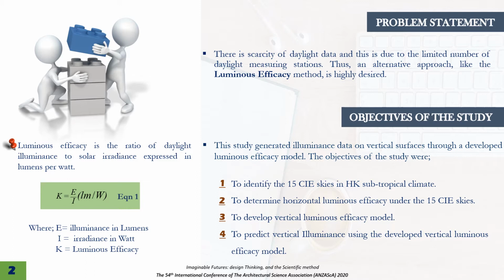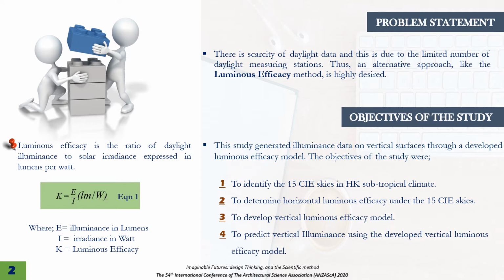As a definition, luminous efficacy is the ratio of daylight illuminance to solar irradiance, expressed in lumen per watt. Equation 1 represents this model, where E is the illuminance in lumens, I is the irradiance in watts, and K is the luminous efficacy. This study therefore generated illuminance data on vertical surfaces through a developed luminous efficacy model.